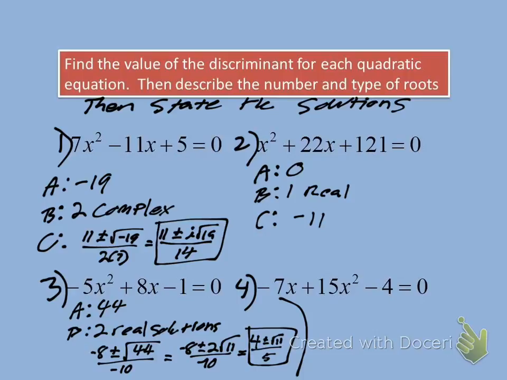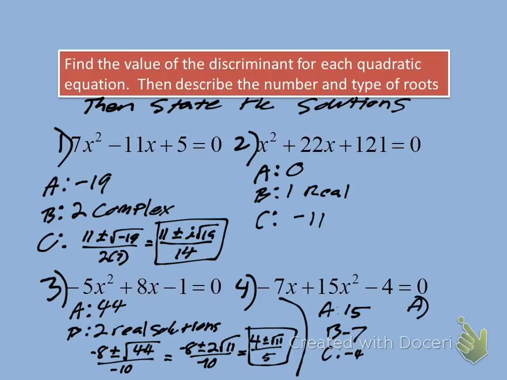Okay, last one, number 4. What's A? You sure? I mean, 15. Khalifa? 15. Why 15, sir? Because of the exponent. There you go, okay? Because it's the one attached to x squared. Ax squared plus bx plus c. They're trying to trick ya. They're trying to be tricky. Okay? Be careful with that. A is 15. B is negative 7. And C is negative 4. All right, be careful with that.